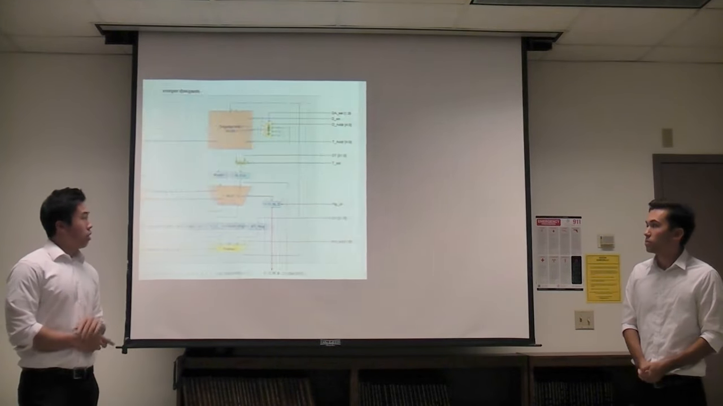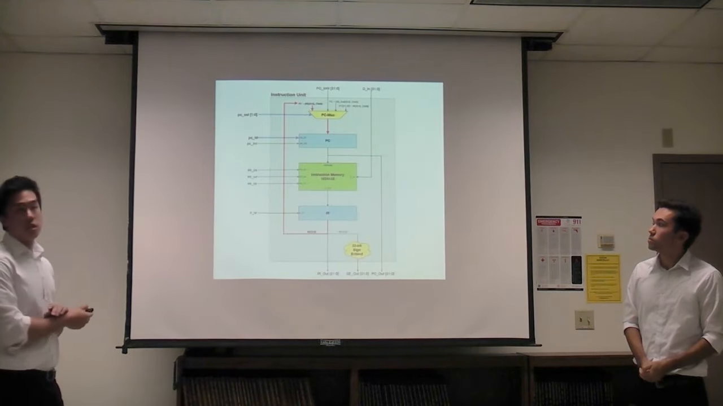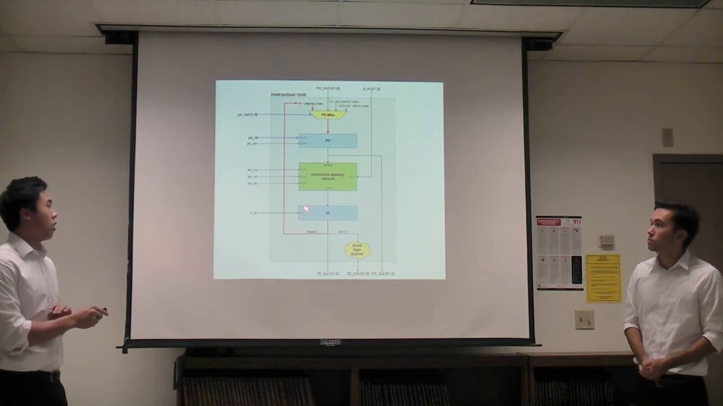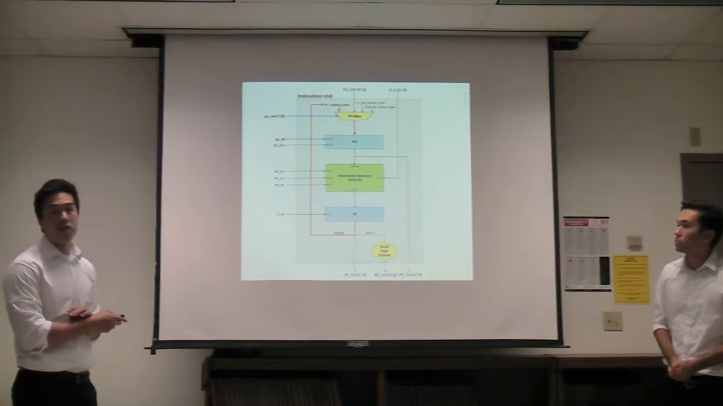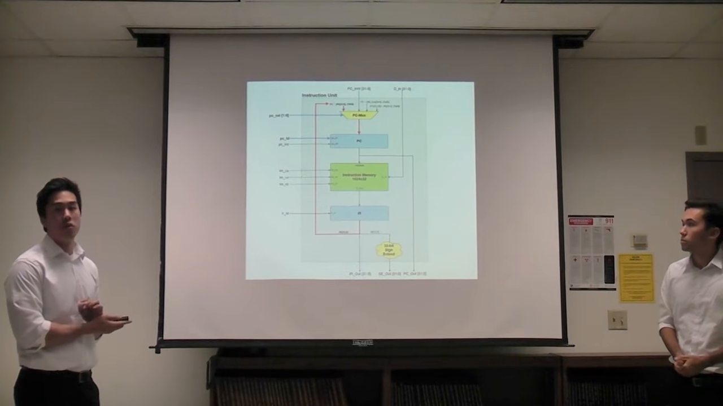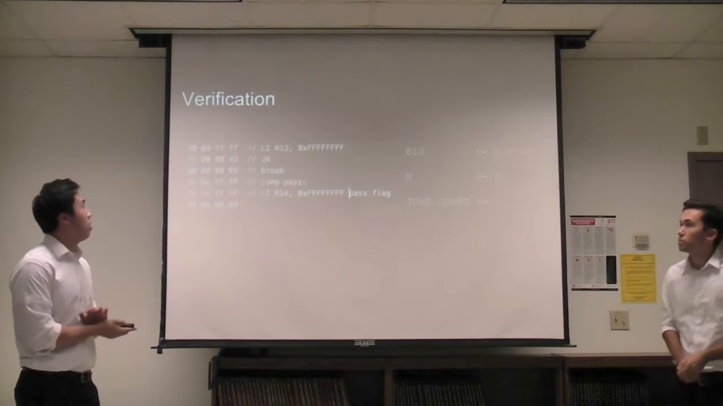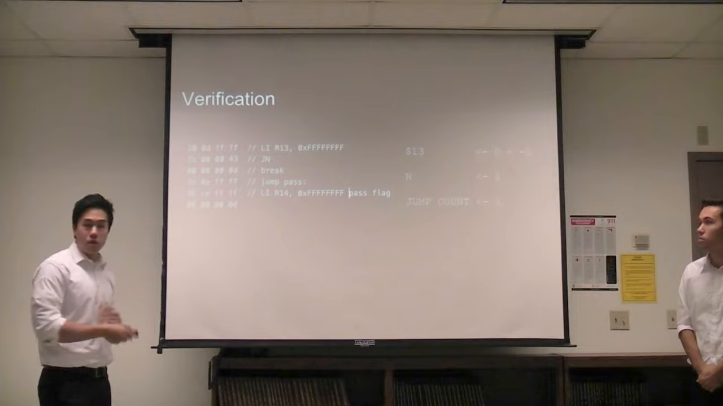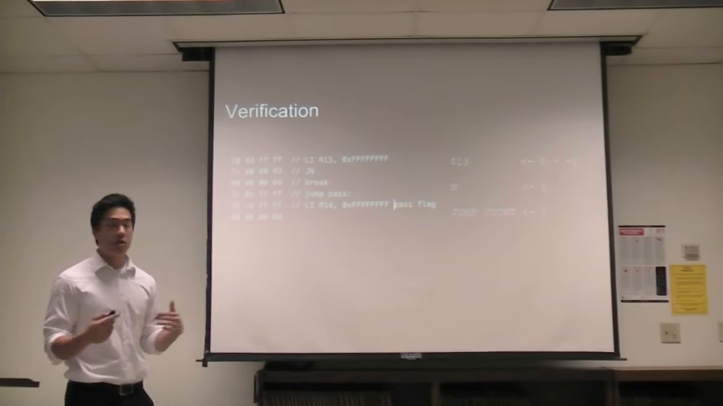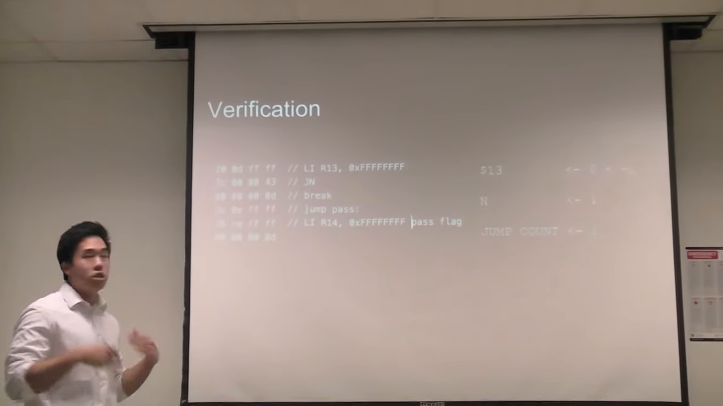Right. And this is just showing the data path of how the IR is calculated for the effective address that we want to load into the PC. So to verify this, we first loaded a negative value to register 13, and we performed a jump negative.